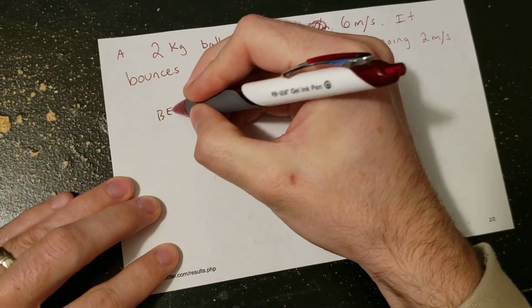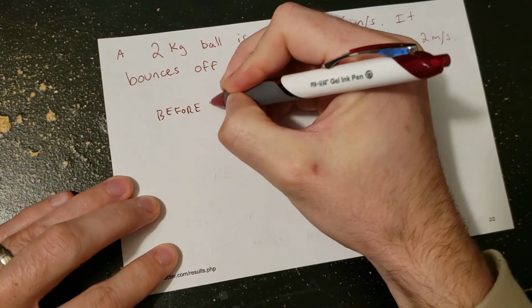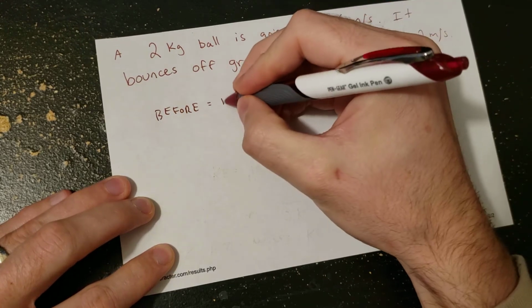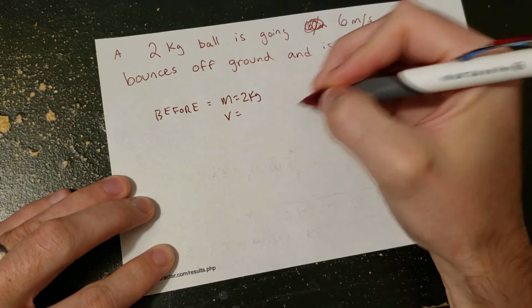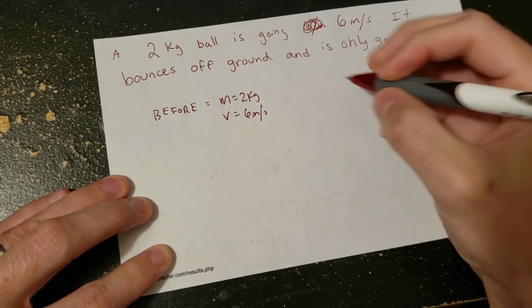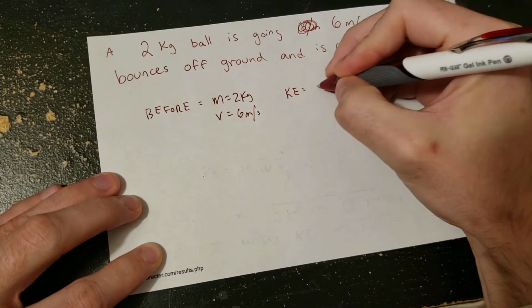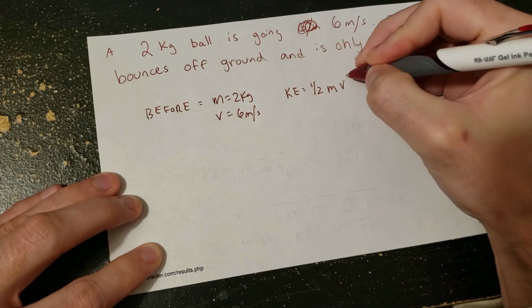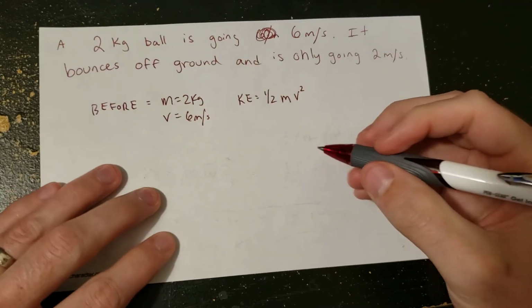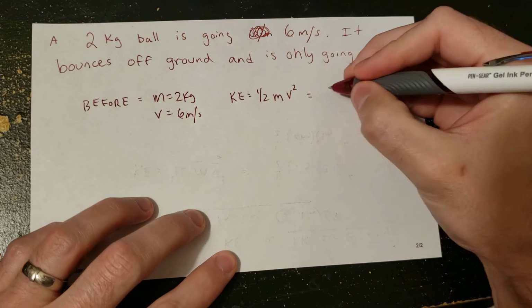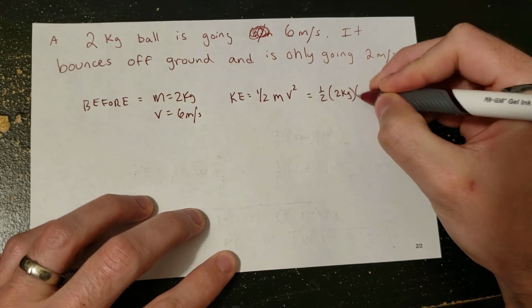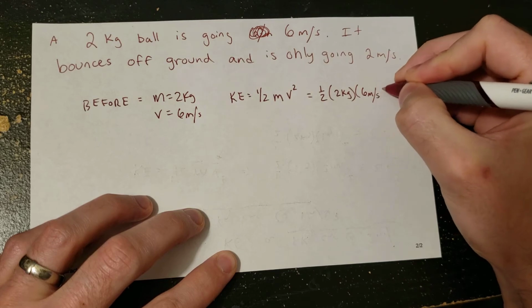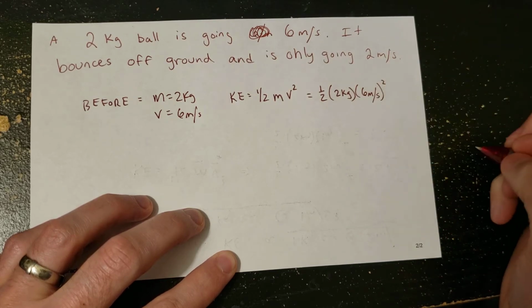So before it bounces, its mass is 2 kilograms and its velocity is 6 meters per second. And kinetic energy, if you'll recall, is 1/2 mass times velocity squared. This becomes as simple as plugging in our numbers. So that is 1/2 times 2 kilograms times 6 meters per second. And we're going to square just the 6.